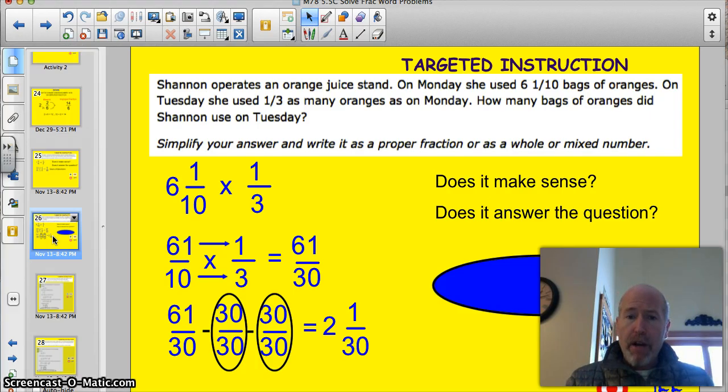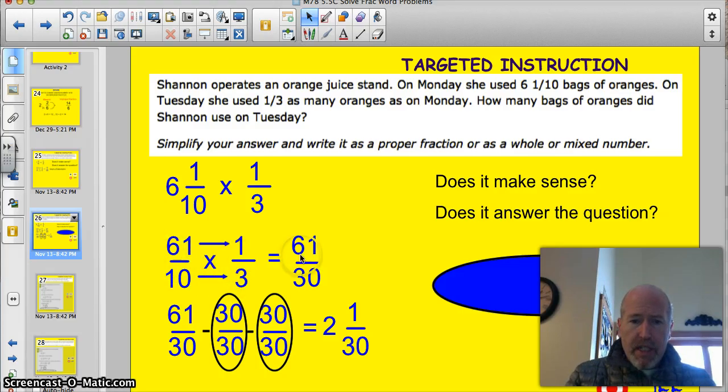Again, we have to simplify our answer as a proper fraction, a whole number, or a mixed number. So, bottom line right here, it's 6 1/10 times 1/3. Well, 1/3 is okay, but this mixed number, I've got to change into an improper fraction. So 6 times 10 is 60, plus 1 is 61/10. So I'm going to rewrite that: 61/10 times 1/3. Let's see, can I do any division here? I really can't divide anything out, so just multiply straight across.